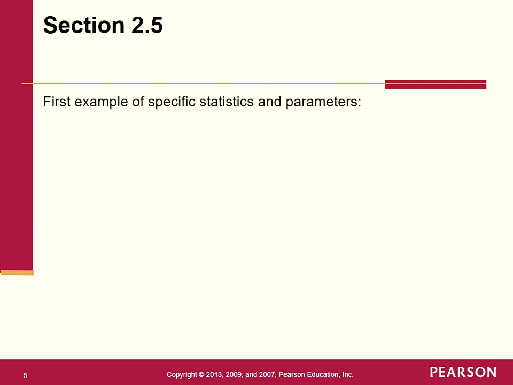So now this is the first example of specific statistics and parameters. We have two different means that we have to distinguish here. We have a population mean. If we took a mean for the entire population, that would be a parameter. Why is it a parameter? Because it's a measurement coming from a population. We have to understand that there are symbols for each one of these. Please go memorize these symbols. It will benefit you greatly.